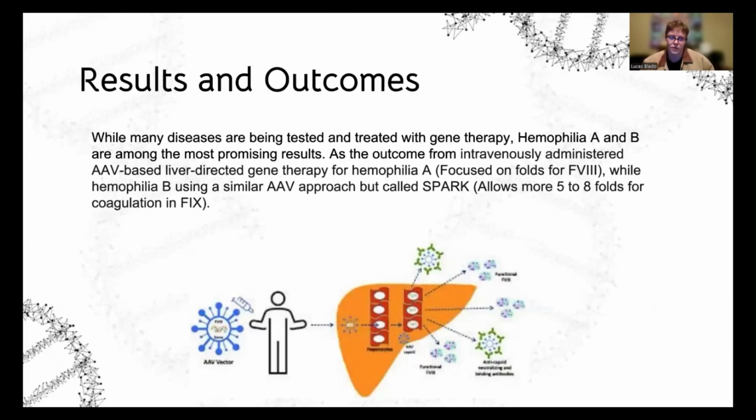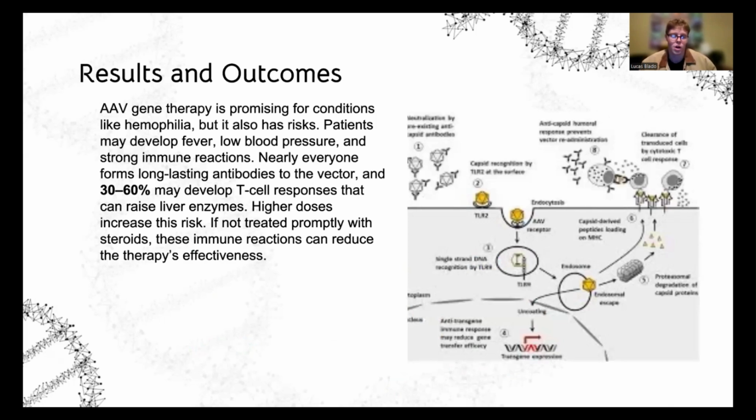And some results of gene therapy are, so hemophilia A and B are some of the ones that use AAV gene therapy treatment, and this is intravenously administered into the liver for both hemophilia A and B, but the difference is they use a technique called SPARC that allows 5 to 8 fold more coagulation in chromosome 9 compared to chromosome 8 in hemophilia A. And the results are promising, but there are also risks with any procedure.